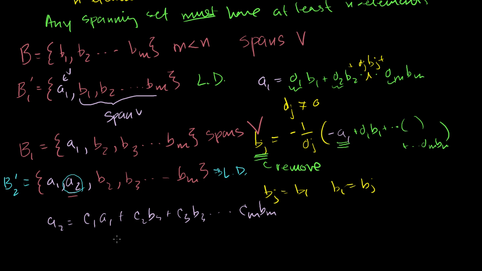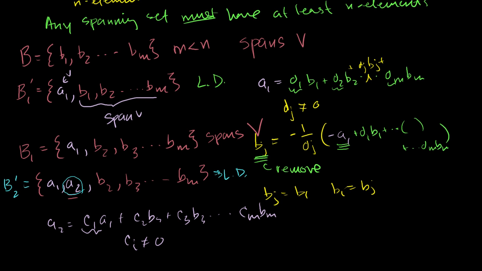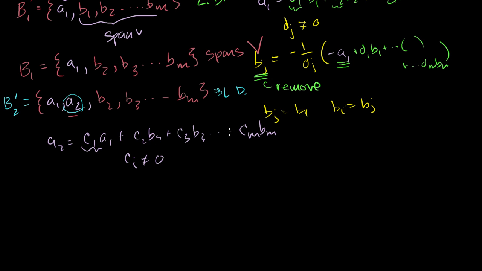Now, what I'm going to claim is that at least one of these coefficients is non-zero. So at least one of the Ci's does not equal 0. And I'll make the further claim that there's at least one that's outside of this one. It has to be that at least one of the coefficients on these B terms has to be non-zero. And the way you can think about it is, what if all of these guys were 0?